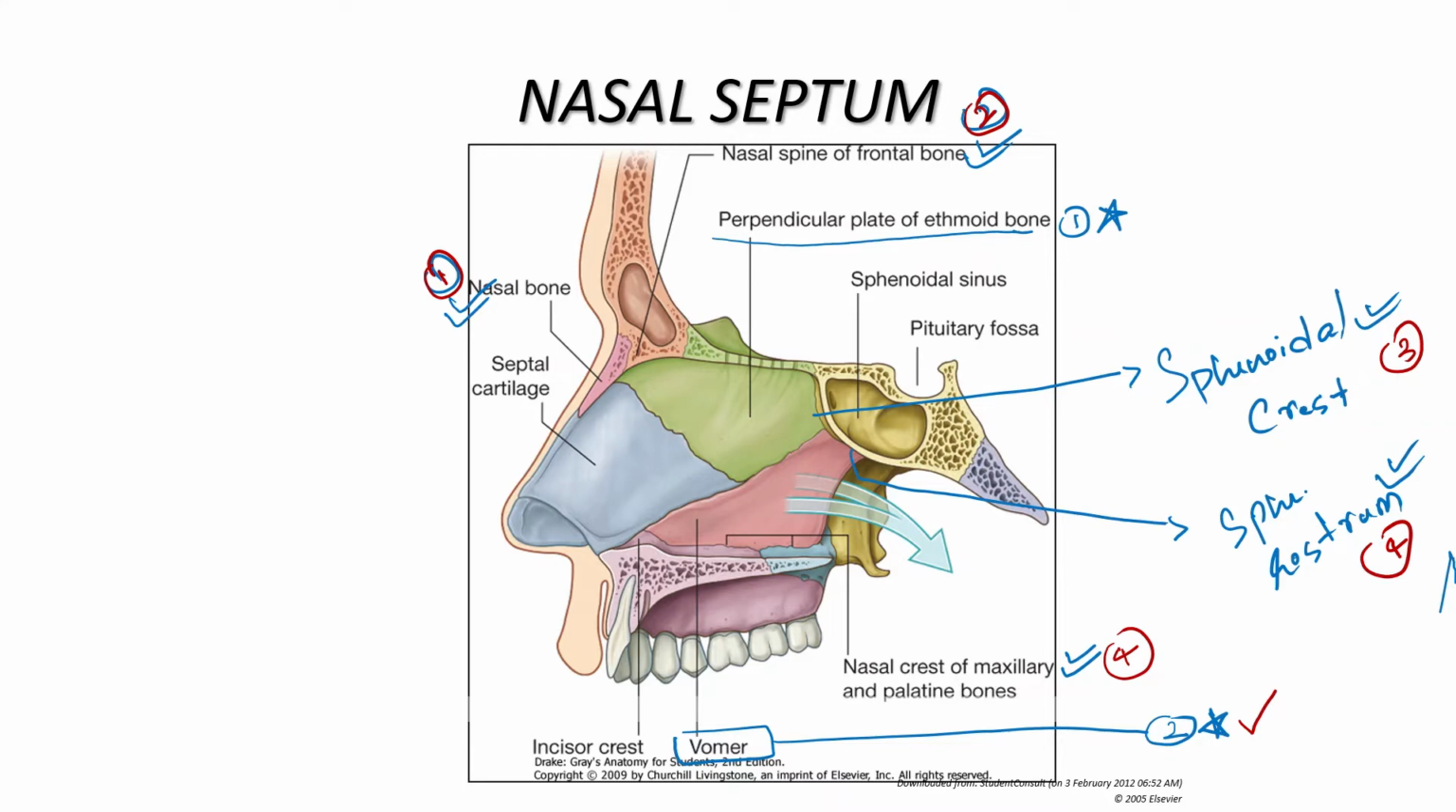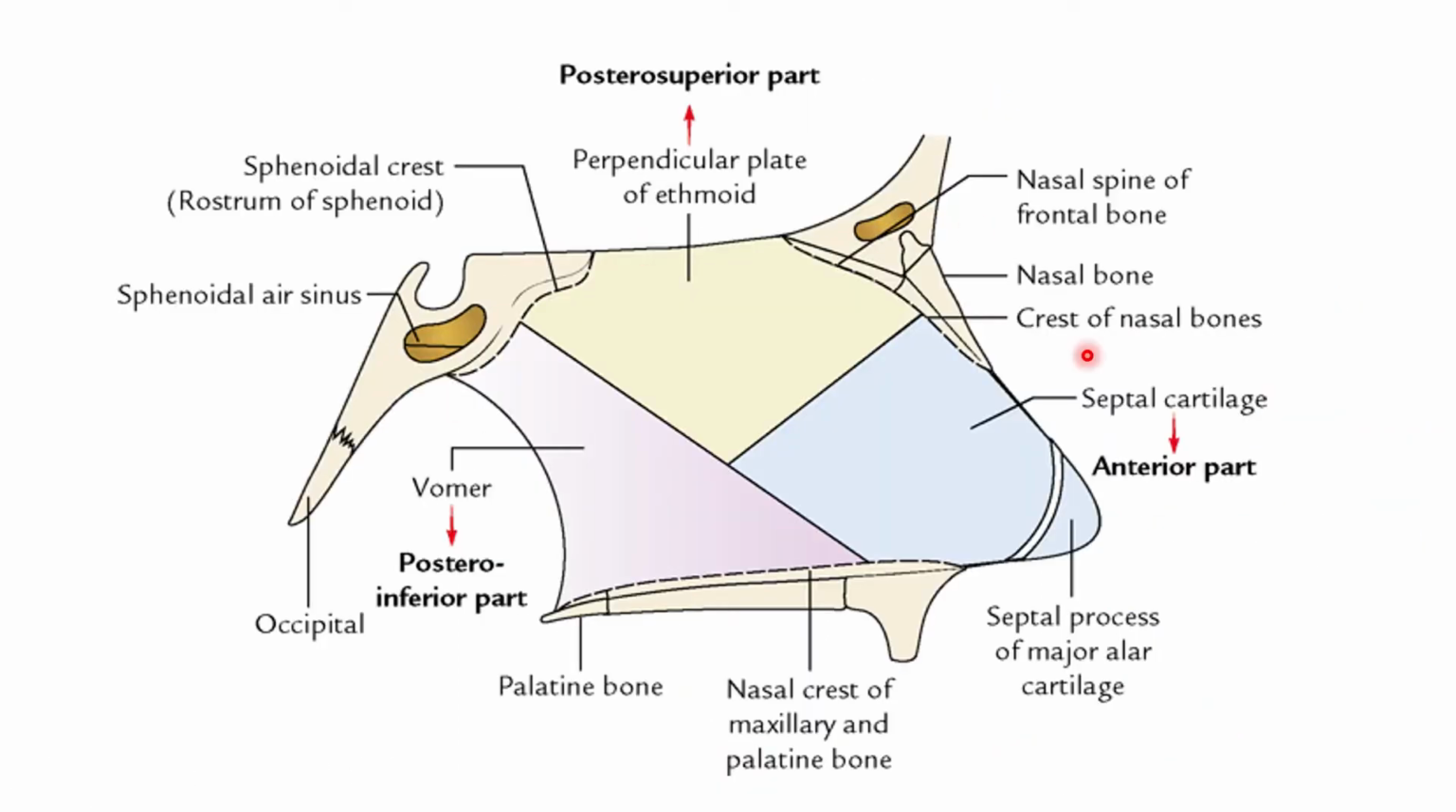As we can see over here, the cartilaginous part of the nasal septum is mainly formed by the septal cartilage. This is the diagrammatic view of the formation of the nasal septum, as it is made up of the bones and the cartilage. The antero-inferior part of the nasal septum is mainly cartilaginous in nature, and the cartilage which takes part in its formation is mainly the septal cartilage.